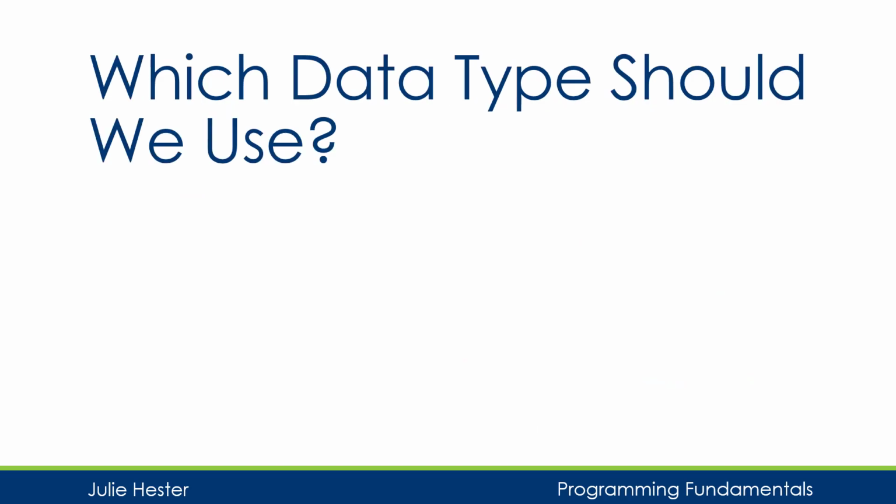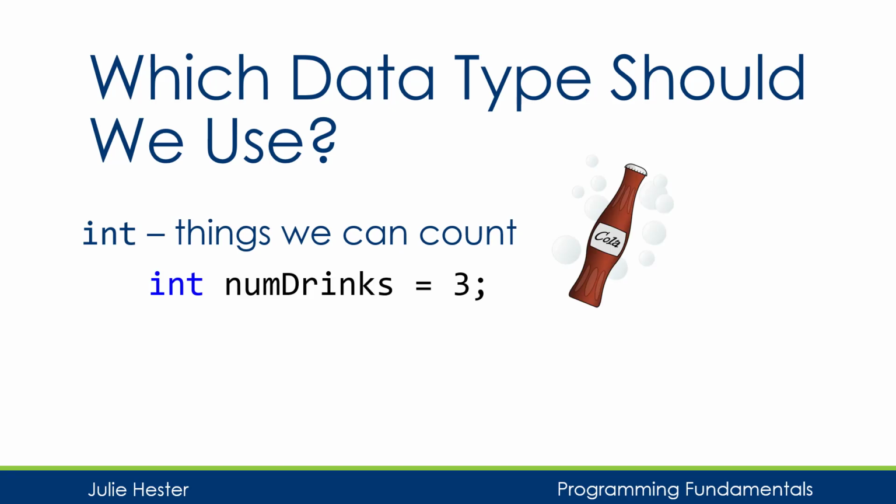So when you're writing a program, you have to decide which data type to use for each variable. And here's how you can think about it. We want to use an int or an integer for things that we can count, things that we aren't going to have partial numbers of. So one example would be if I want to know how many drinks I want to buy. I'm not going to buy half a drink, so an integer is a great choice for this variable. So here I've created a variable num drinks. Its data type is int, and I've initialized it with 3.